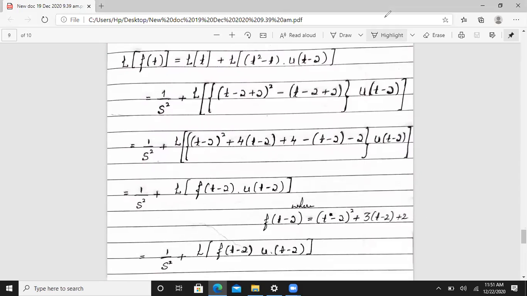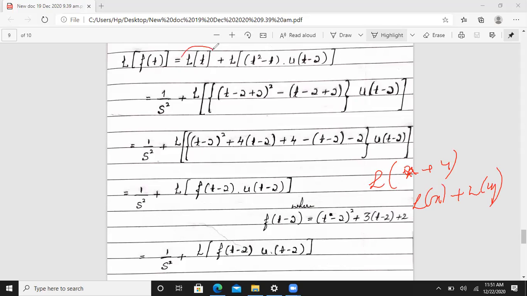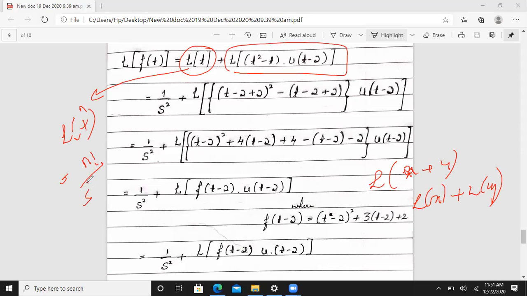Now we separate this function. Using property number one, the Laplace transformation of x plus y is the Laplace transformation of x plus the Laplace transformation of y. So we take separately the first function, the Laplace transformation of t, plus the remaining second function, t square minus t into u(t minus 2). You already know the Laplace transformation of t to the power n is n factorial divided by s to the power n plus 1, and here n is 1, so it is 1 divided by s square.